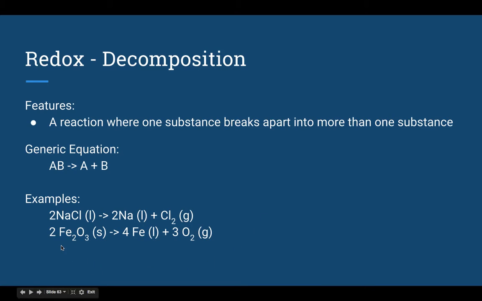Another one is iron. So if you actually take iron that's rusted, so this is the formula for rust, if you heat that up really hot, it'll actually force the oxygen out of the rust, and you end up with iron and oxygen independently. So again, both of these things are taking one thing and producing more than one thing.